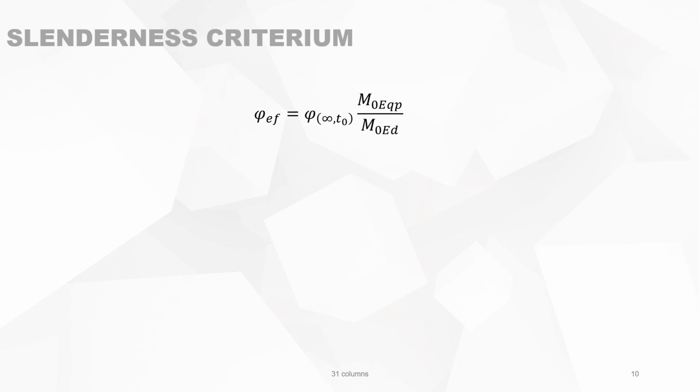The effective creep coefficient is in fact the creep coefficient at infinity multiplied by a ratio of two bending moments. The one is in SLS quasi-permanent divided by a bending moment in ULS. This is a formula making a combination of SLS and ULS, so take care of it. It's just a definition of the effective creep coefficient.